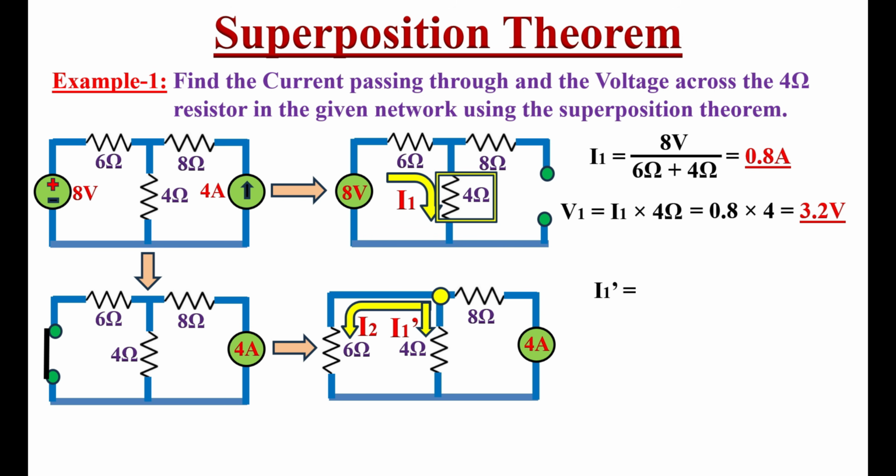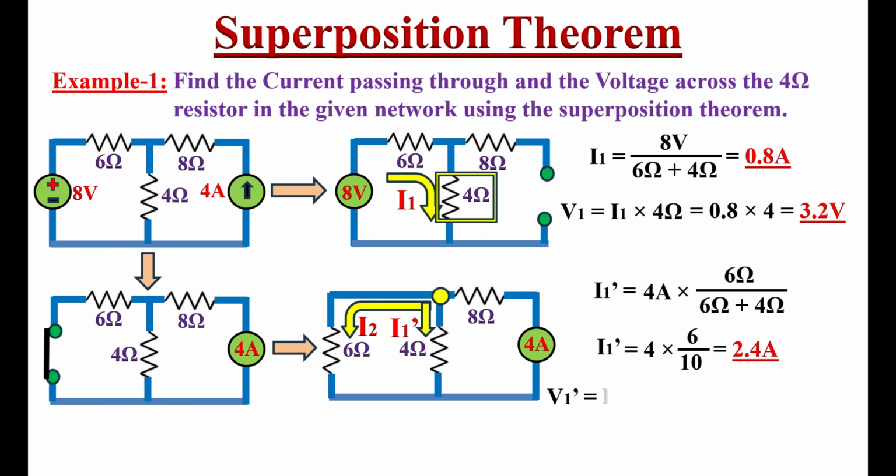The formula for I1 dash is the total current 4 amp multiplied by the opposite resistance 6 ohms divided by the sum of the two resistances, 6 ohms plus 4 ohms. Simplifying that gives us 4 into 6 by 10, resulting in 2.4 amperes. Finally, to get the voltage at the 4 ohm resistor, we just use Ohm's law again. We call it V1 dash, that equals I1 dash into 4 ohms, that is 2.4 amperes into 4 ohms, which gives us 9.6 volts.